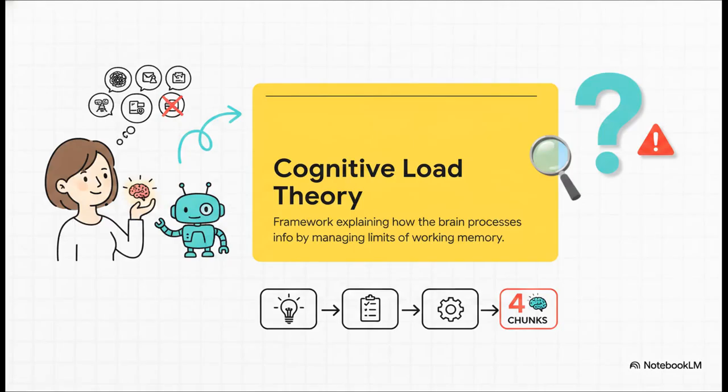To really understand why bad slides fail, we've got to look at the biological limits of the human brain. Cognitive load theory is this instructional design framework that explains exactly how our brains process new information. And the massive biological bottleneck here? It's our working memory. Research shows working memory can only hold about 4 chunks of information at a time before it just starts dropping things. So treating your audience's attention as this scarce, highly limited resource is absolutely crucial.